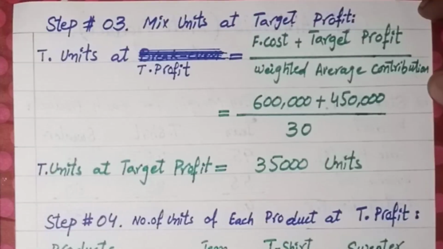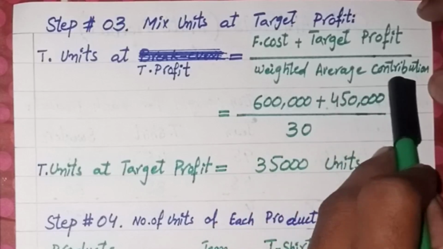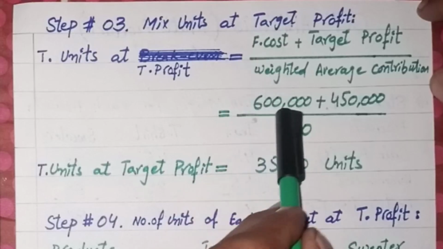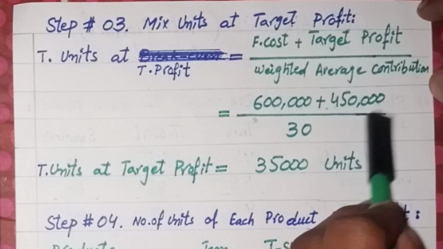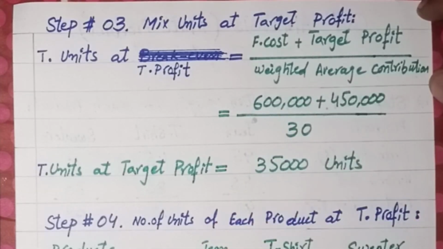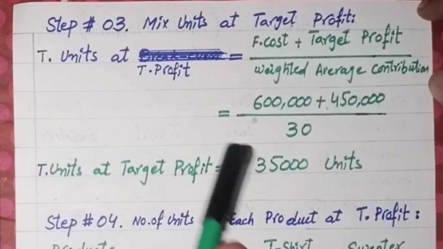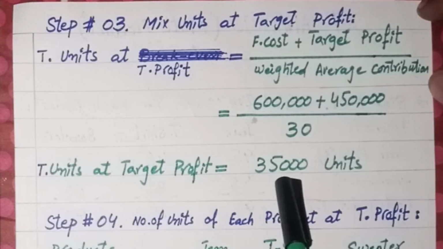Okay. In step number 3, we calculate total number of units at target profit. It is very easy. The formula is fixed cost plus target profit divided by weighted average contribution margin. Fixed cost is given to us as 6 lakh, and target profit is 4 lakh 50,000. We divide by the weighted average contribution margin which we calculated in step 2, which is 30. In the next step, we calculate the total number of units at target profit, which is 35,000.